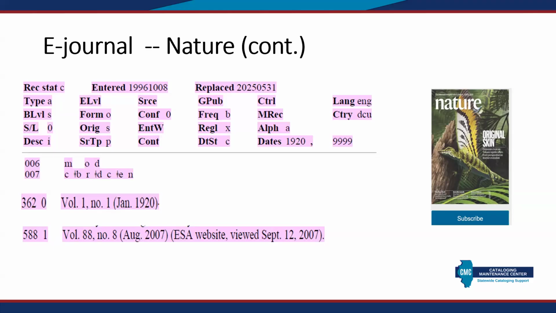362, that field is the dates of publication. And with subfield A, volume 1, number 1. And there's our source of description for the e-journal. We can see the source was taken from volume 88, number 8, which was viewed on the ESA website September 12th, 2007.